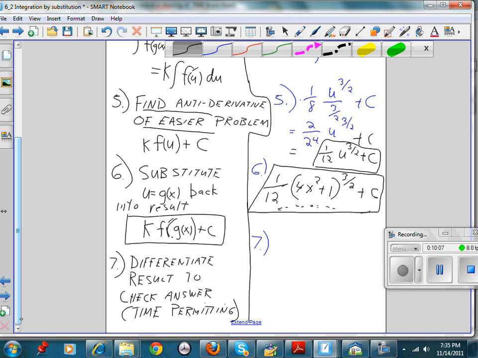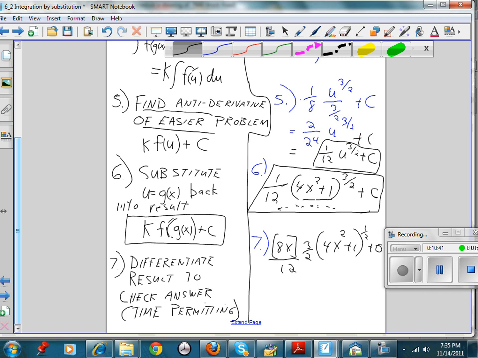Okay, we use the chain rule on this. What's the derivative of the inside? Well, that's just 8x. 8x, okay, I'll keep the 1/12 out front. Now I'm going to power this thing down. I get 3/2, (4x squared plus 1) to the 1/2, plus what's the derivative of a constant? That's 0.